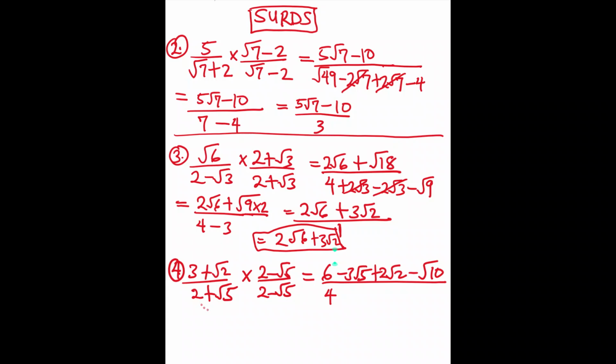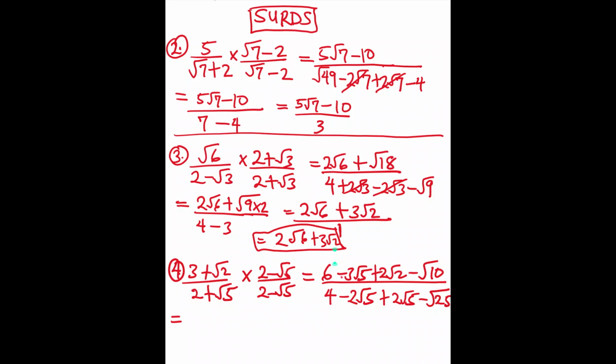All over 2 times 2 is 4. 2 times minus root 5 is minus 2 root 5. Root 5 times 2 is plus 2 root 5. Minus, root 5 times root 5 is minus root 25. Okay.